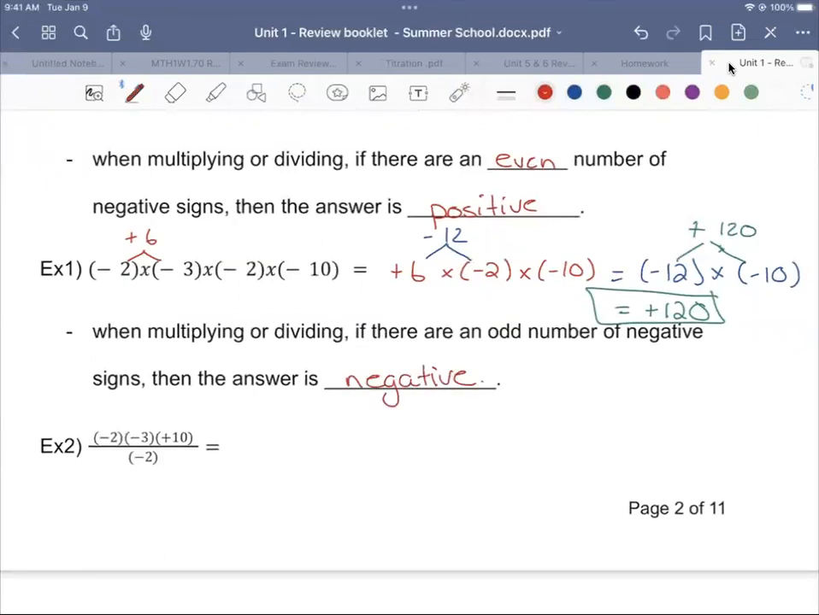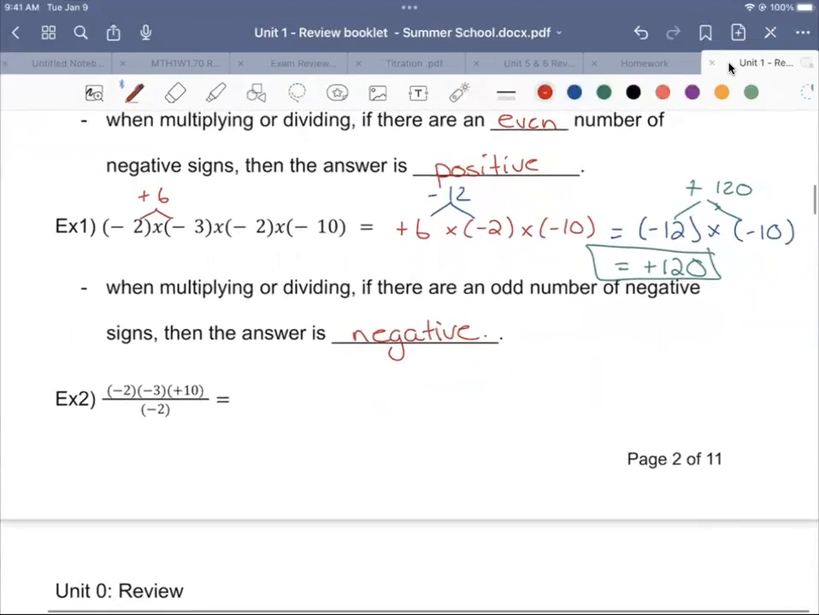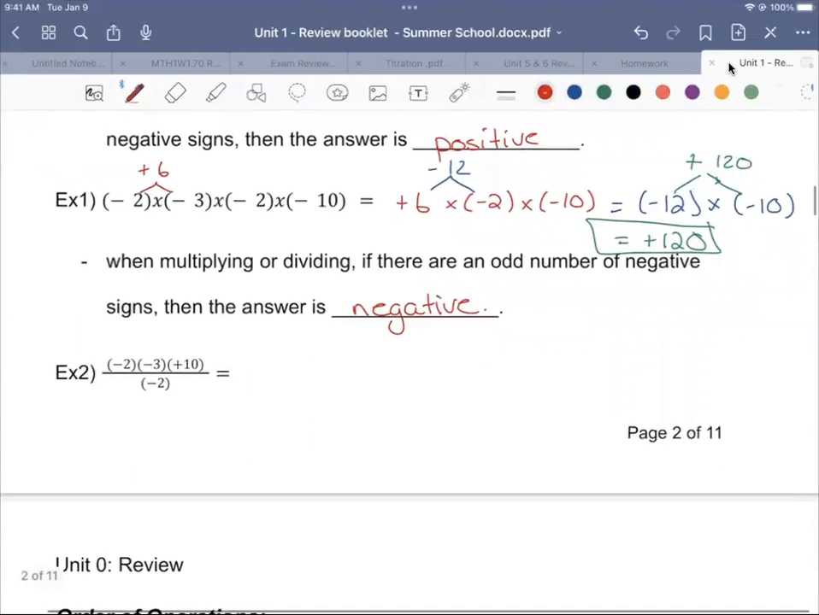So if we use the same process just to prove it, and you would not have to show all this work on a test, it's just so I can show you where that math comes from. I have in this case a -2 and a -3, which is going to give me a +6. So my answer here is going to be 6 times 10 over -2.